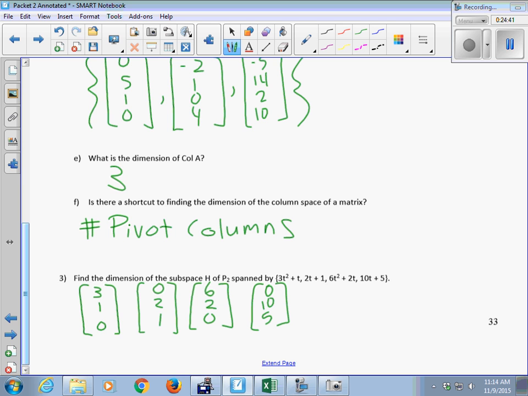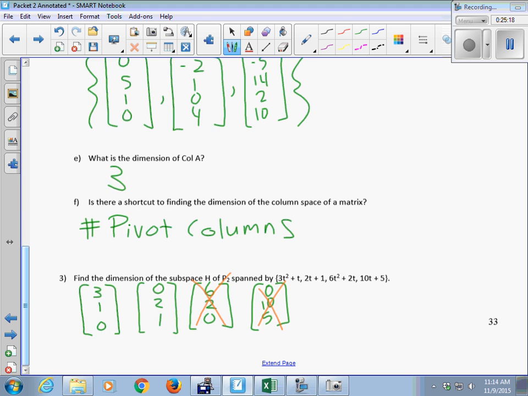But there's a little bit of redundancy here. How so? Yes, this is not a linearly independent set, which means it's not a basis. So if I want a basis, I need to make it smaller until I have a linearly independent set. I can get rid of 6, 2, 0 because it's a multiple of 3, 1, 0. Anything else I can get rid of? 0, 10, 5 is a multiple of 0, 2, 1. If you multiply that one by 5, so that one can go away.